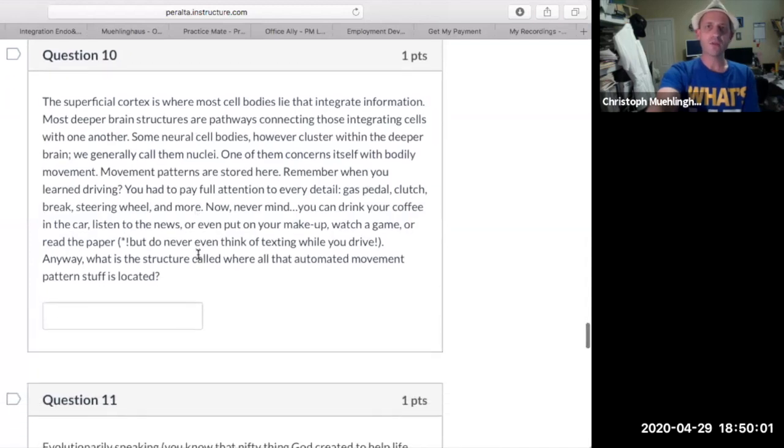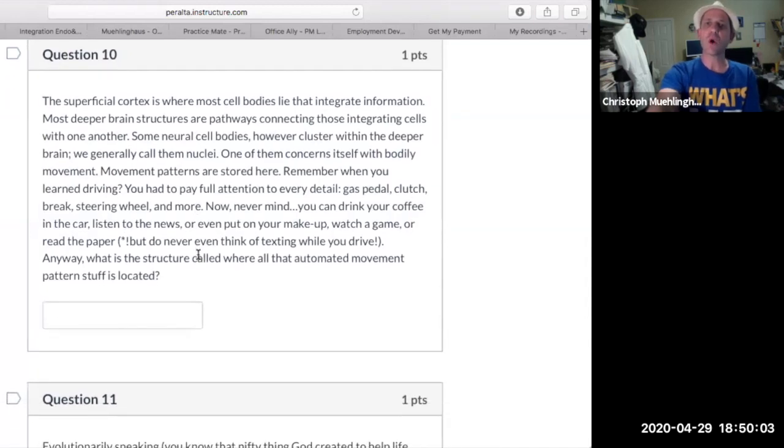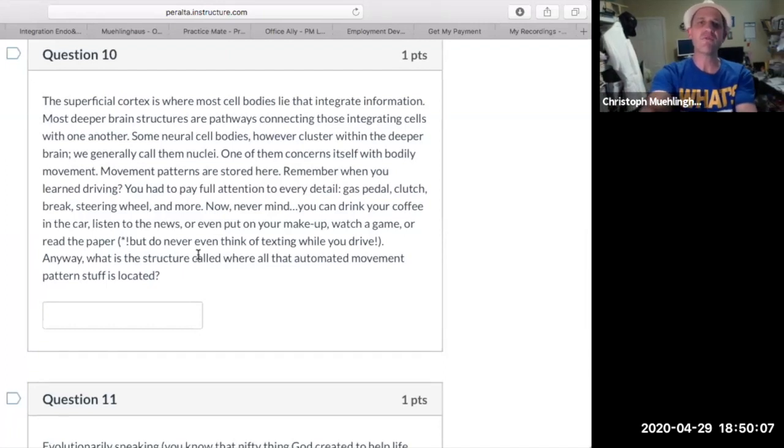The superficial cortex is where most cell bodies lie that integrate information. Most deeper brain structures are pathways connecting those integrating cells with one another. Some neural cell bodies, however, cluster within the deep brain. We generally call them nuclei. One of them concerns itself with bodily movement. Movement patterns are stored here.